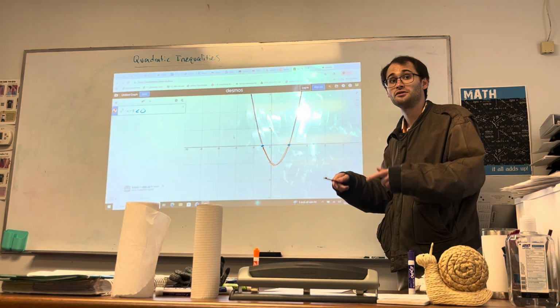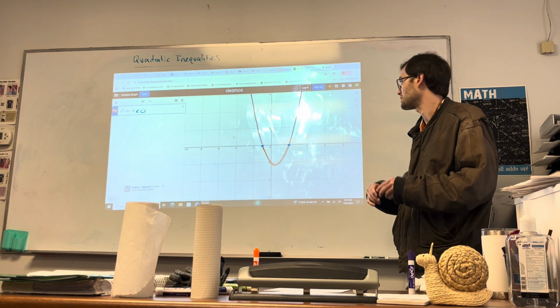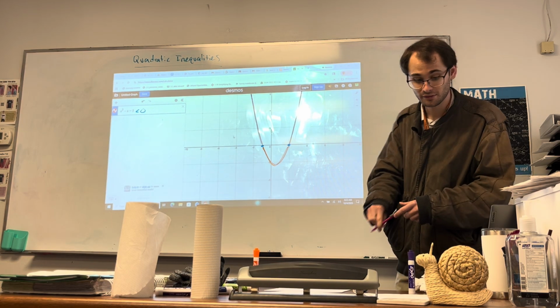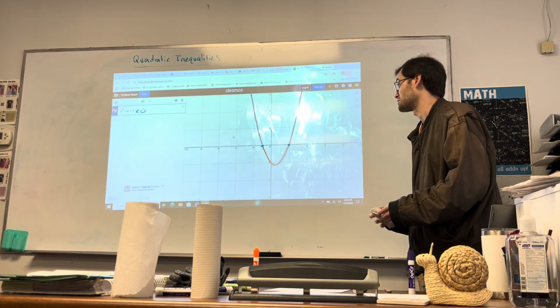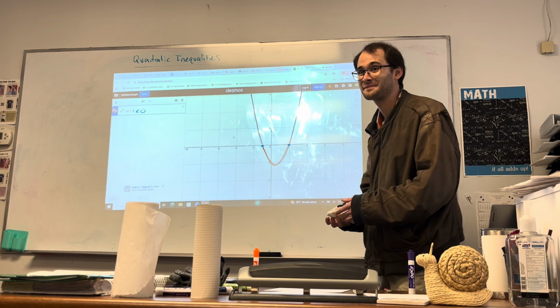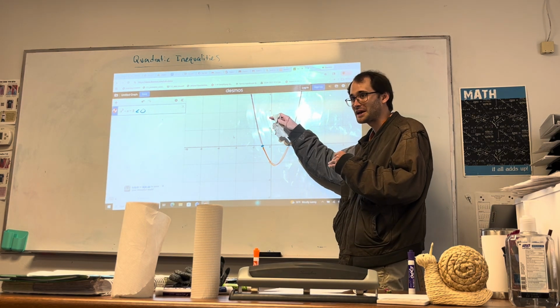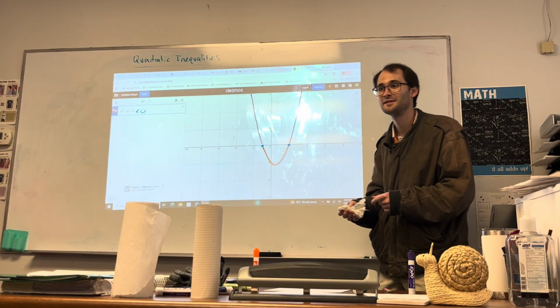So basically, the critical values are the points where it changes from positive to negative. That's what will allow us to solve these inequalities algebraically. That's why we care about the critical values. Yes. Okay, any questions on what I mean by above x-axis, below, anything?